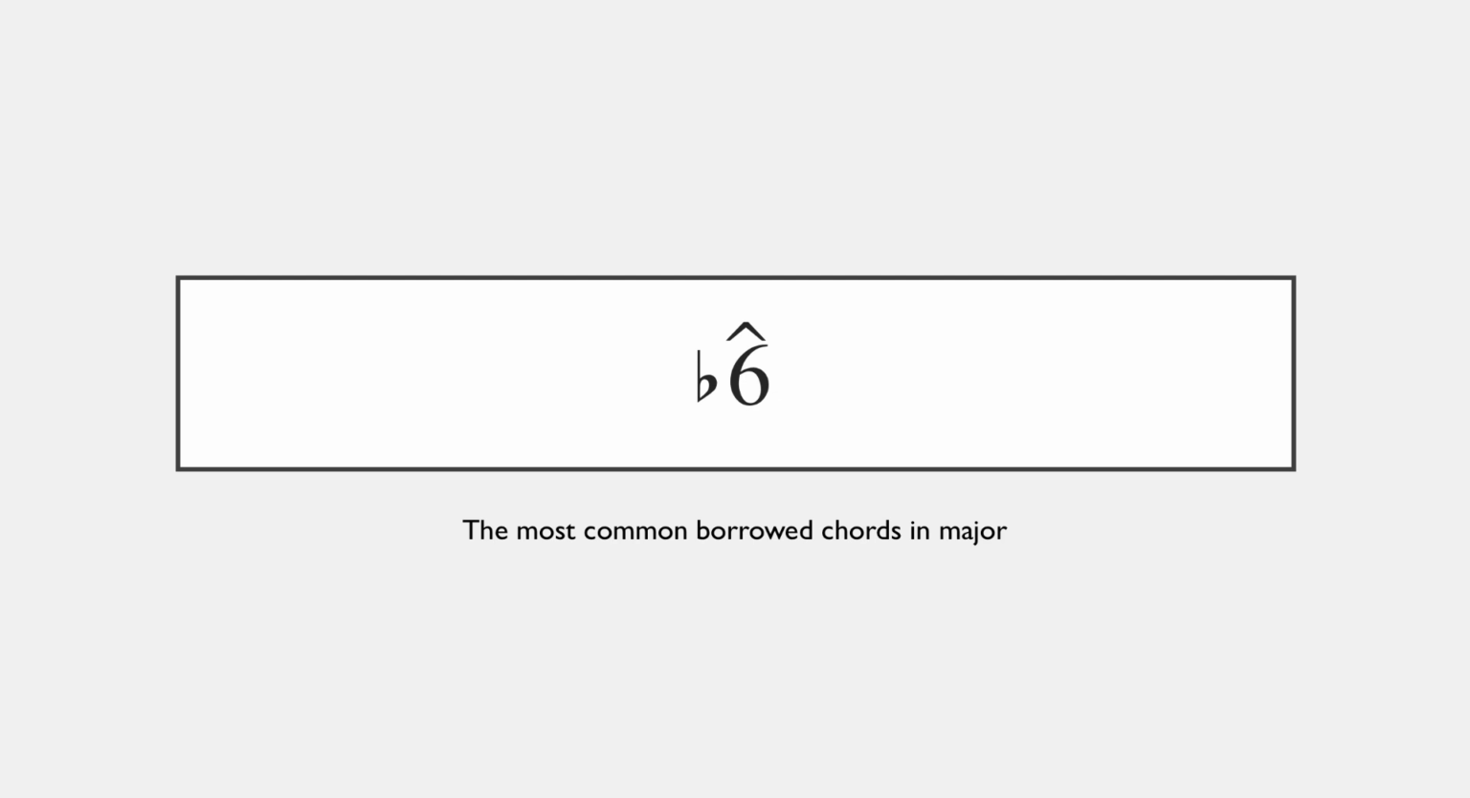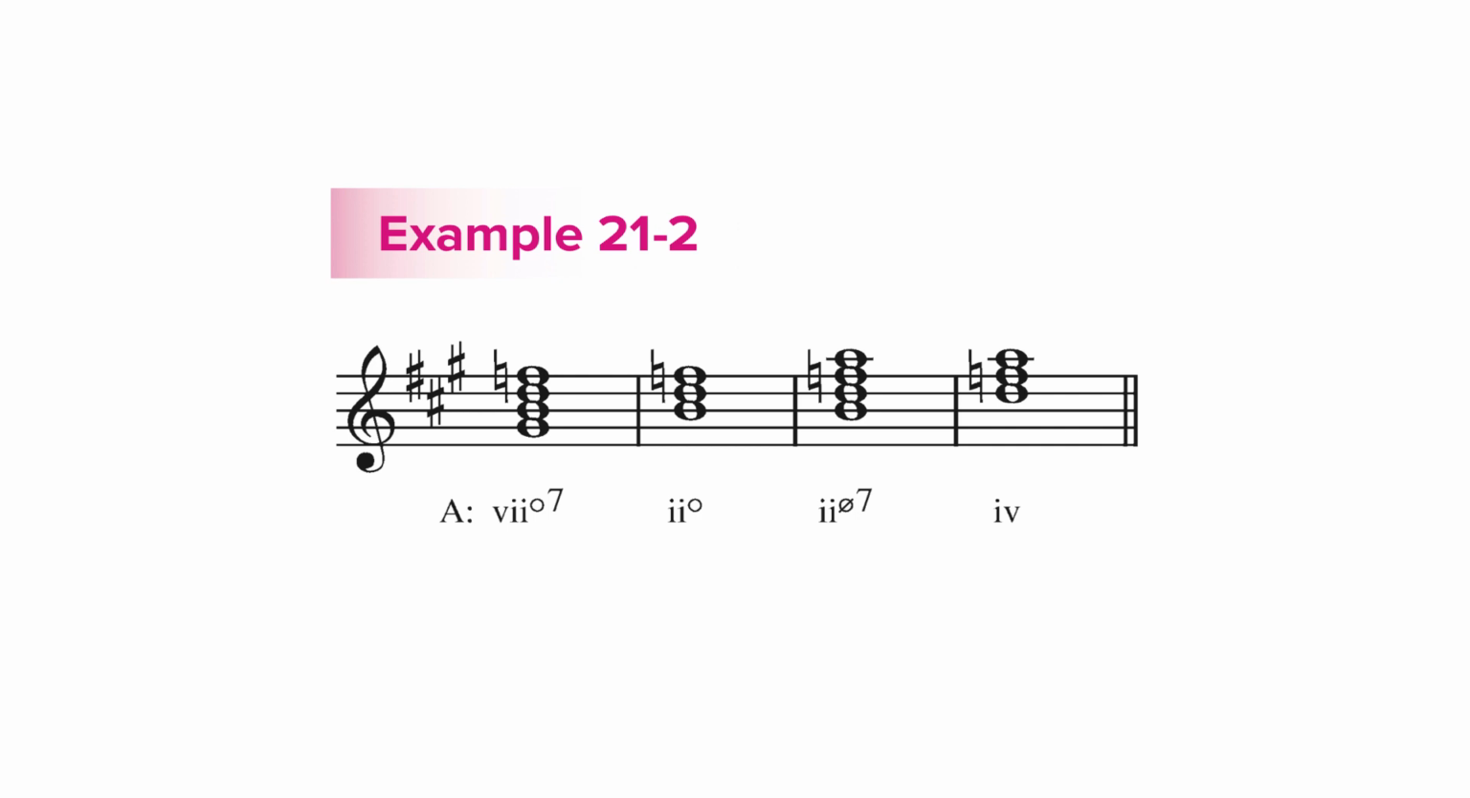The most common borrowed chords in major mode contain flat 6. In other words, flat 6 is the most borrowed pitch in the major mode. What can we do with flat 6? We can change the following chords with their minor mode versions. For example, instead of the half diminished version, we can use the fully diminished version, which is actually more common than the half diminished version.